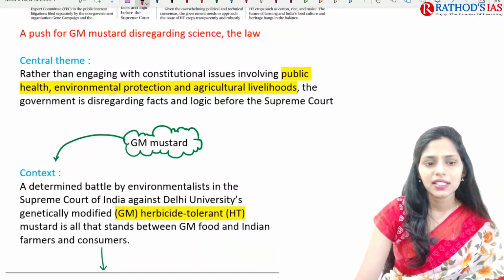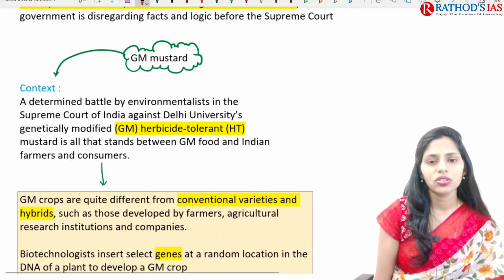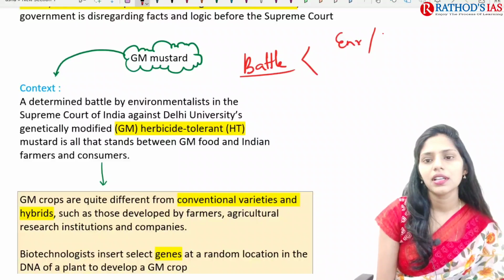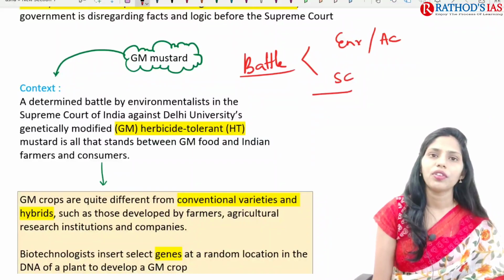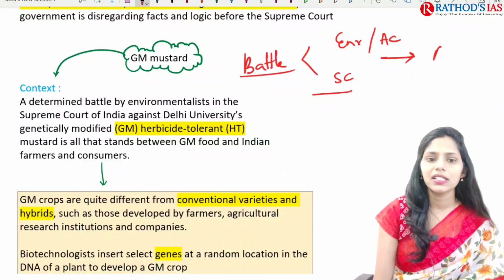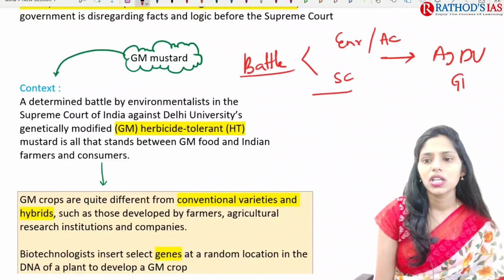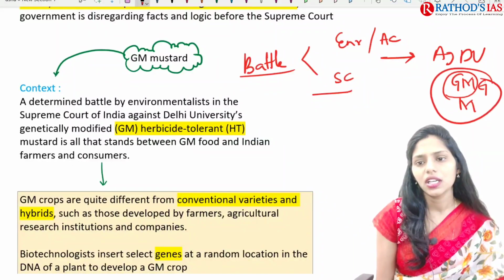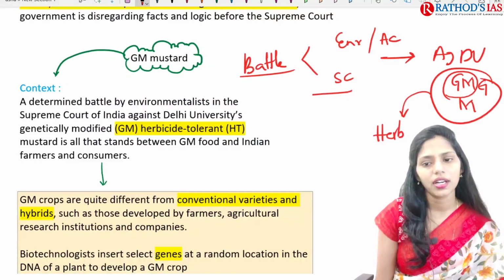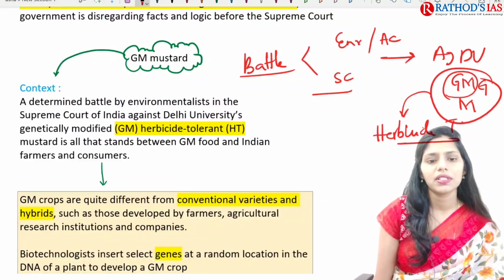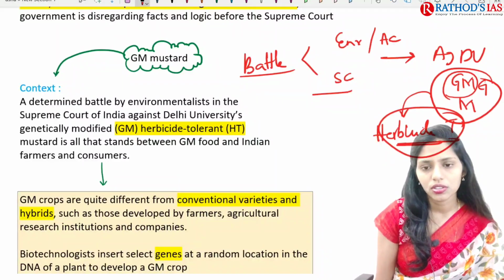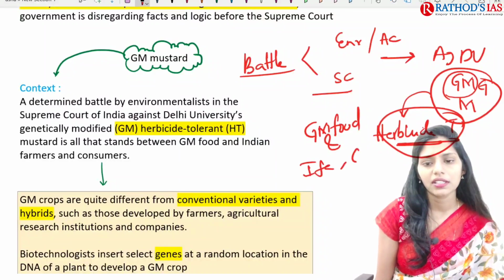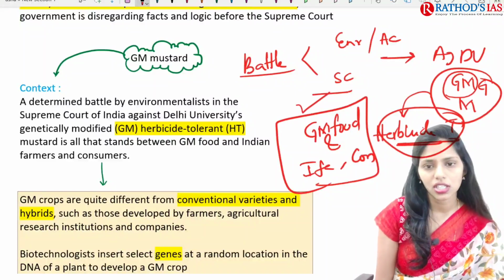And if you see the context, it says that now there is a battle going on between environmentalists, activists and the Supreme Court of India. This battle is against GM mustard, or genetically modified mustard. This genetically modified mustard is herbicide tolerant, and it stands between genetically modified food and Indian farmers as well as consumers. So this is a battle regarding genetically modified food.